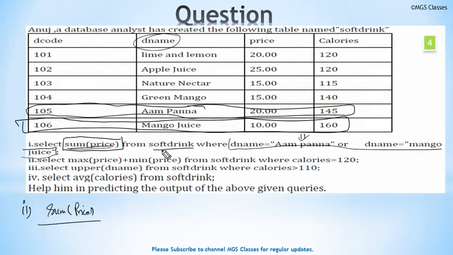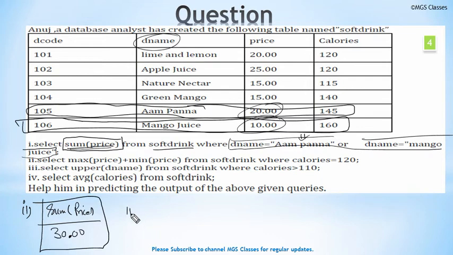Okay, so sum of price will be calculated only for these two rows because of this where condition. So we need to calculate the sum of price from the soft drink table where drink name is Aam Panna or drink name is mango juice. So both these rows' price will be summed up. So 20 plus 10, what is the price? 30.00. So its output will be 30.00.